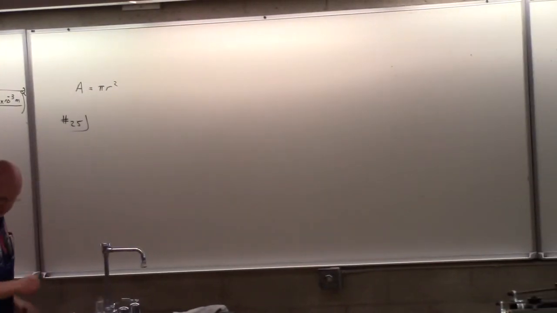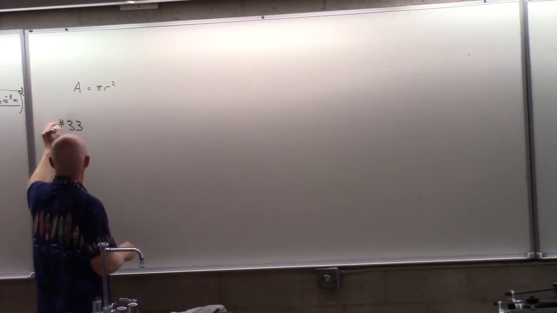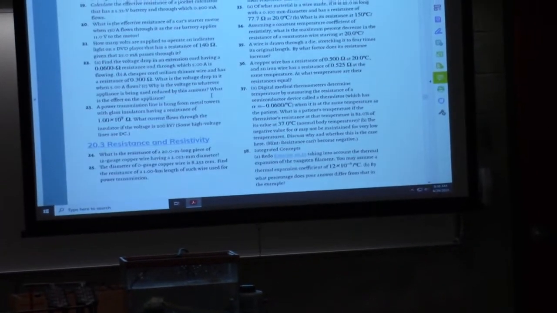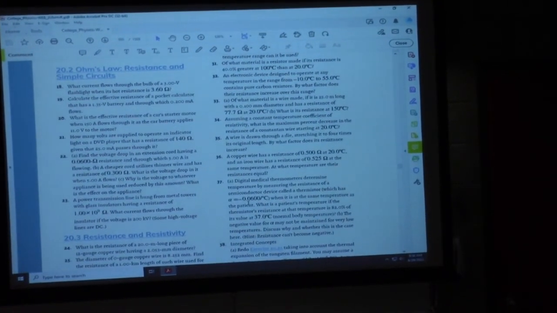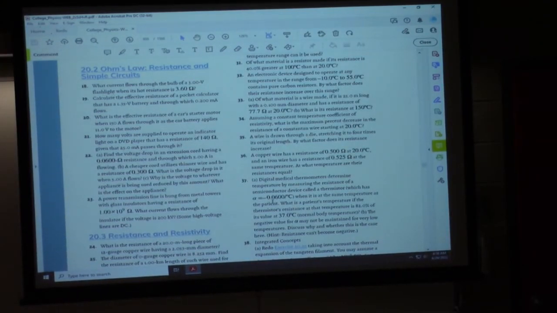And then let's try 25 also. What did I put here? 24, 33. Looked like a good one. And so if I try 33 here, you'll see something that says this. Of what material is a wire made if it is 25 meters long with a 0.1 millimeter diameter? Okay, so that'd be about half the size of the 12 gauge we just did. And then has a resistance of 77.7 ohms at 20 degrees.